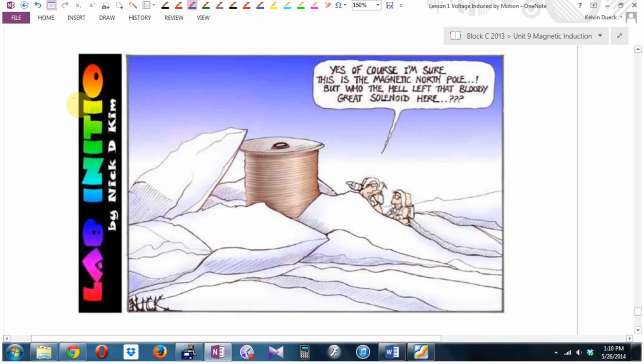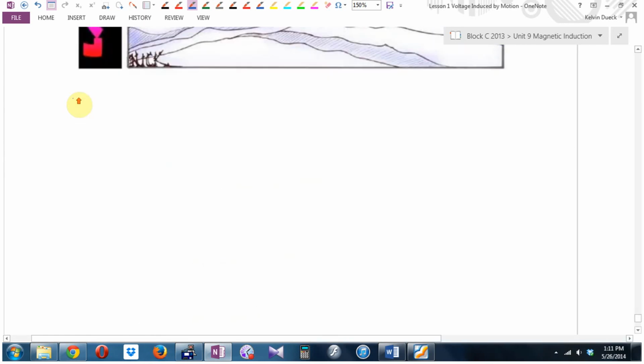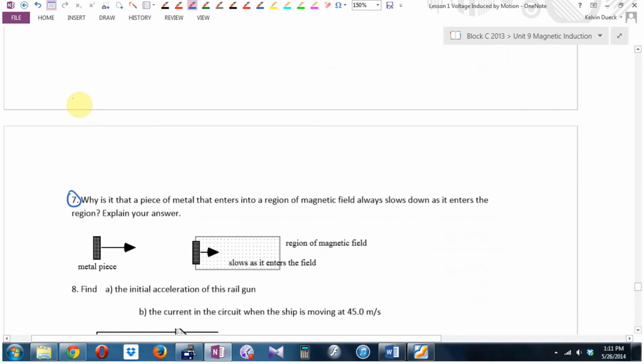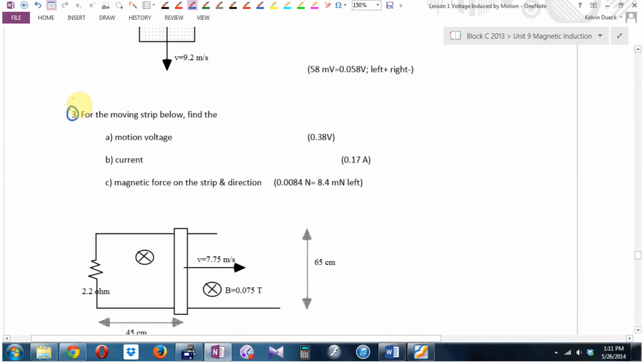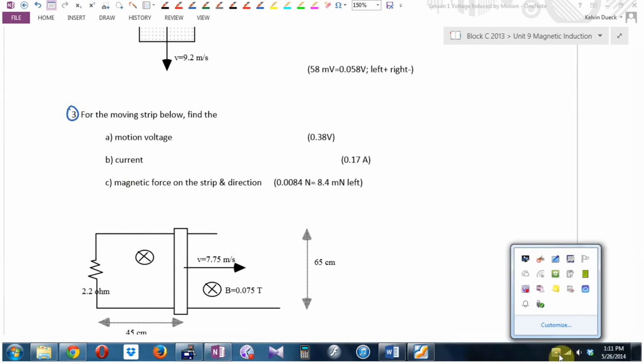Comic. Did I include that in your notes? I think I did. Yeah? Okay. There you go. So I'm going to assign a couple more next class, but for now, you can try those. They're nice reviews of, hey, right-hand rule stuff.